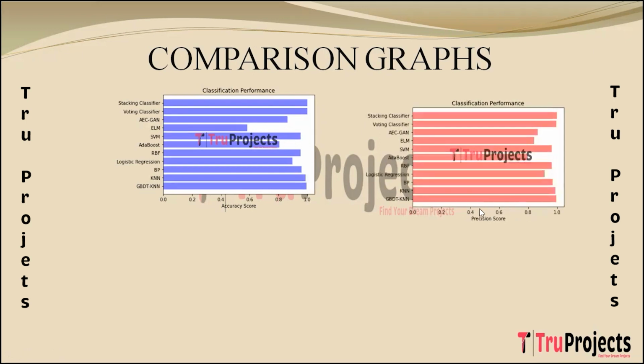This is precision comparison graph. In this graph on x-axis I have precision scores and on y-axis I have algorithm names. So precision measures the accuracy of positive predictions, indicating how many predicted positives were actually correct.